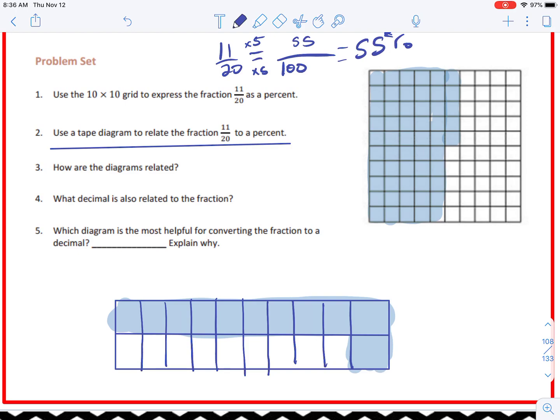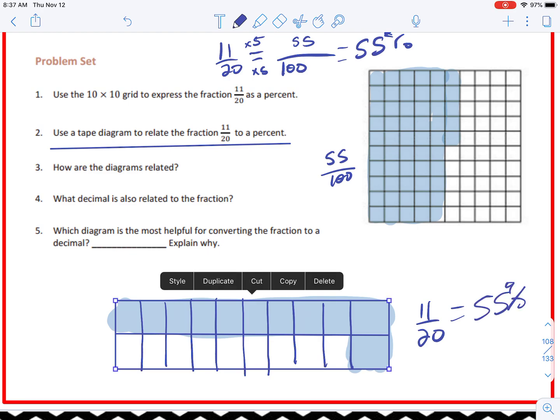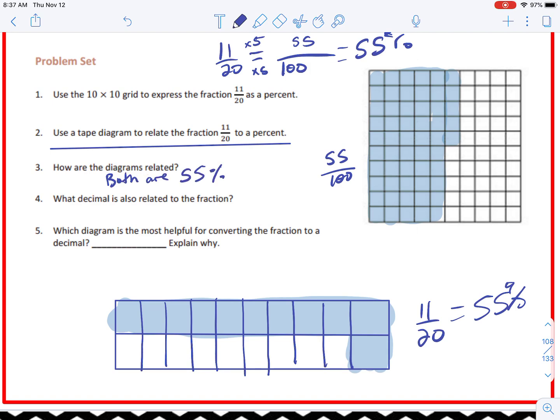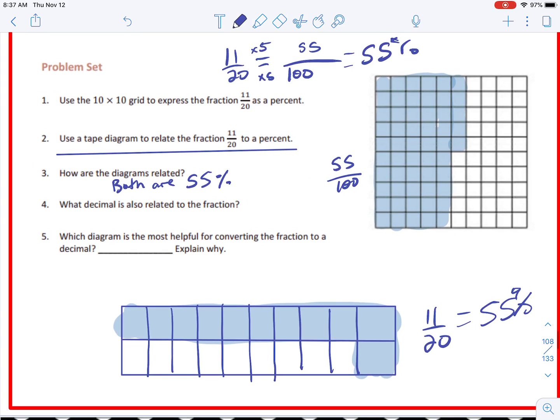So how are those diagrams related? Well, this is 11 over 20. This is 55 over 100, okay, which they both equal 55%. Okay, so we would put both are 55%. What decimal is also related to the fraction? 0.55, 55 hundredths equals 55 hundredths.